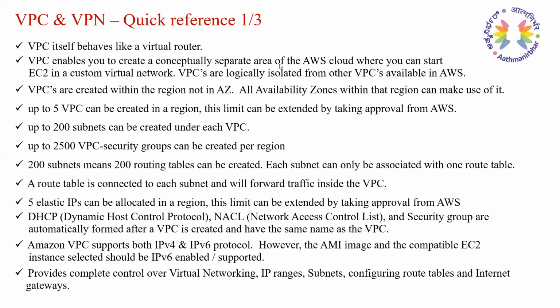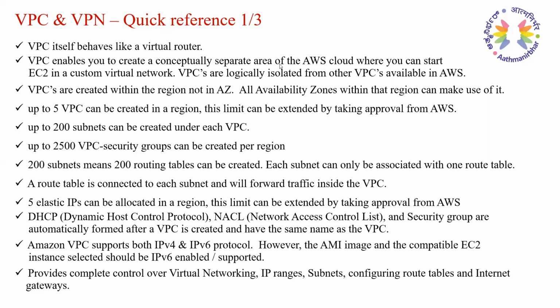And the same thing can be attached to our NAT gateway, network address translator. Elastic IP will be attached to the NAT gateway. DHCP and NACL security groups are automatically created when a VPC is created. The name will be provided in the same name. Whatever name you gave for the VPC, the same name will be used for the security group as well as DHCP and NACL, that is network access control list.